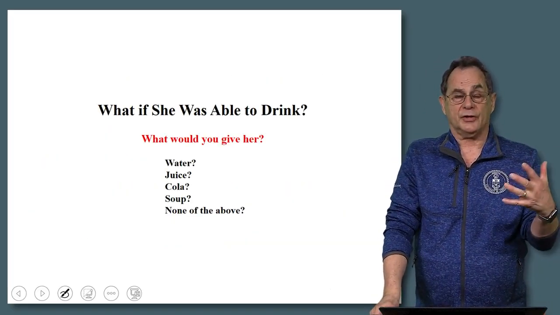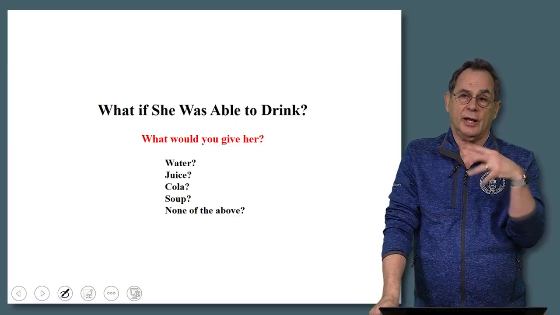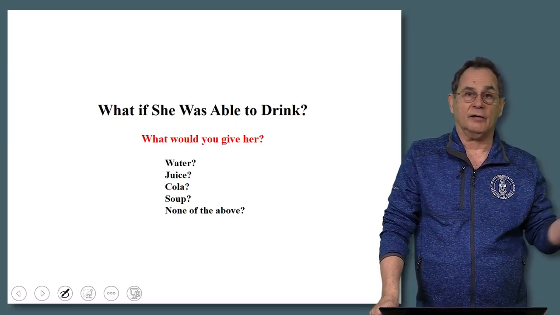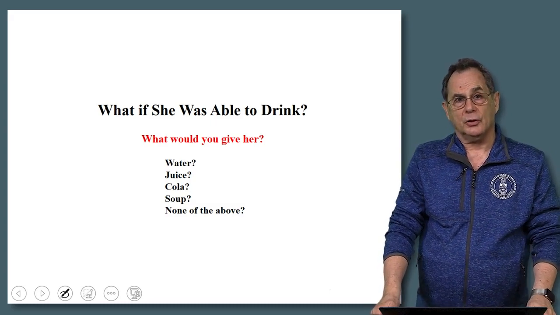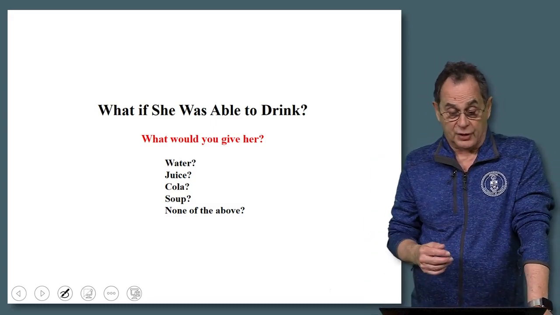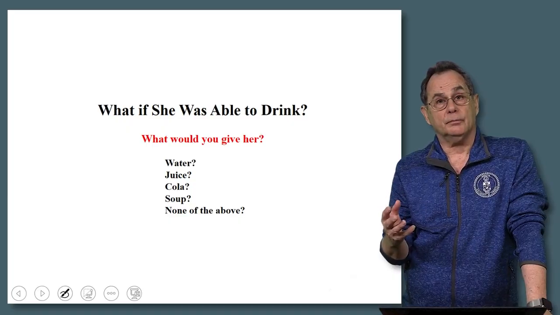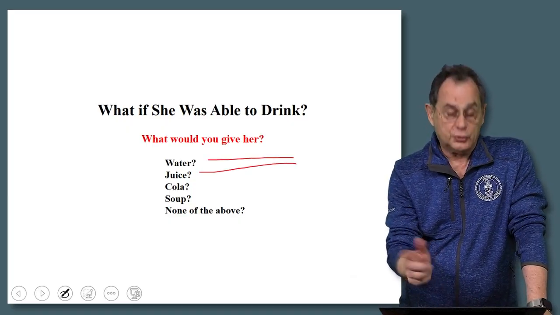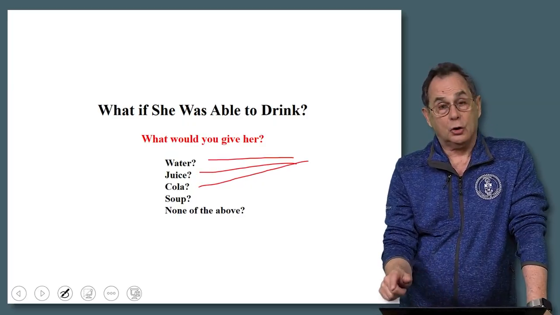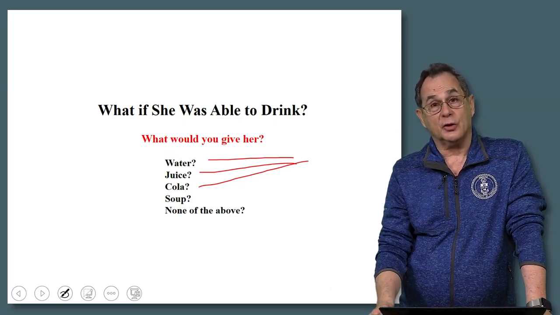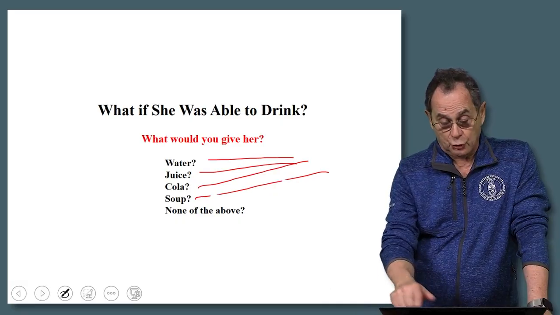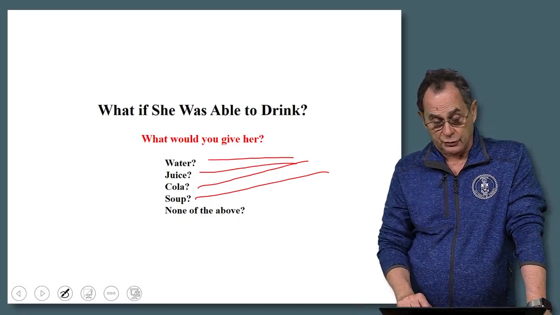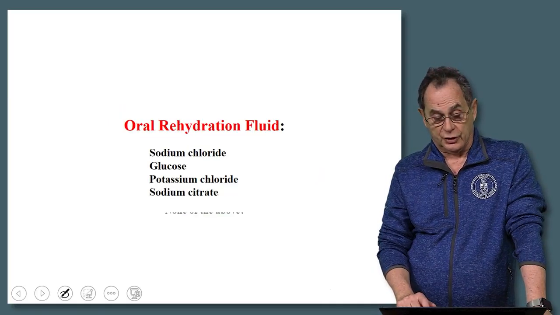Now, one of the things that people have looked at is, okay, well, if you don't have a ready supply of intravenous fluids, like we would have, for example, in our emergency department here at the Toronto General or Toronto Western, what would you give her? Well, here's a bunch of choices. You have water, juice. So juice is, of course, water with sugar. Cola is water with goodness knows what else is put into cola. Soup is a high sodium containing solution with water. So what would you tend to want to use here?